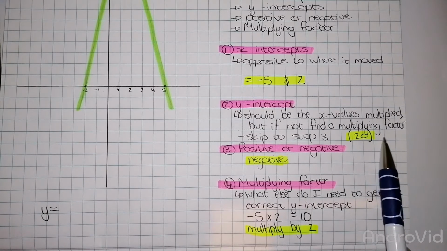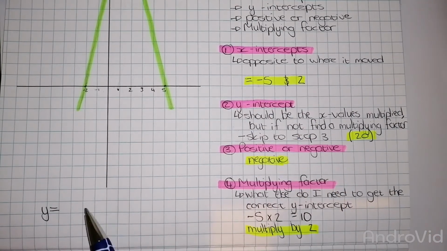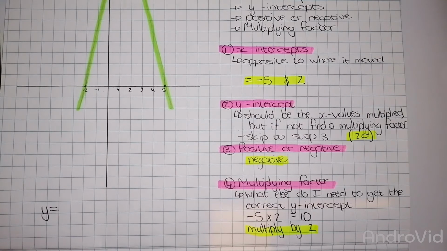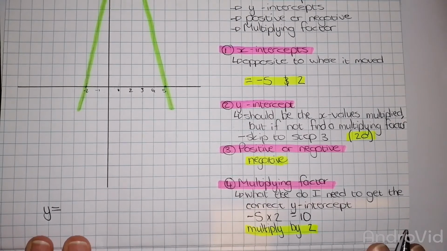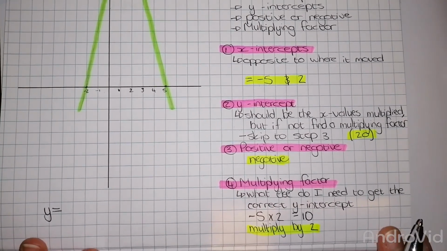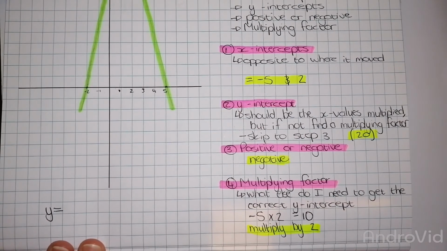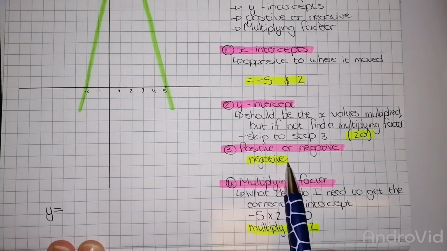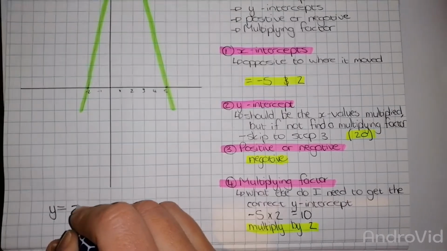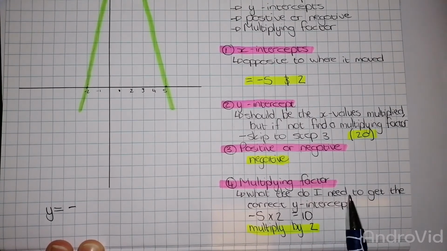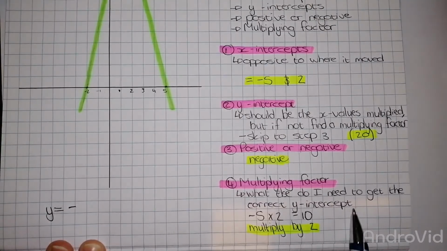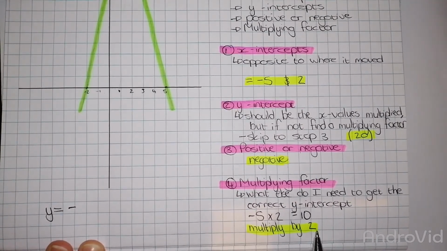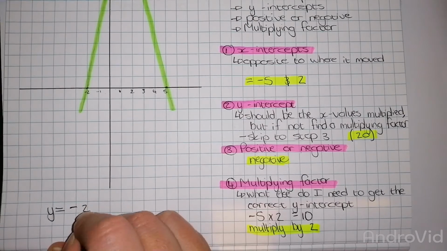Now to combine all of this information to write down the equation in its factorized form. We know that when we write equations down for parabolas, we start with if it is a positive or a negative graph. I've identified that this graph is negative. So I'm going to start with my negative there. I've identified that my multiplying factor, which is my a value, is 2. I'm going to write down my 2.